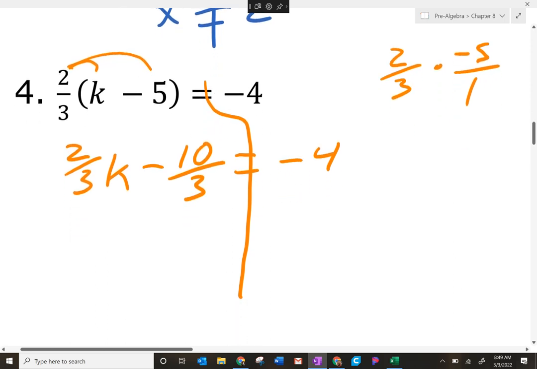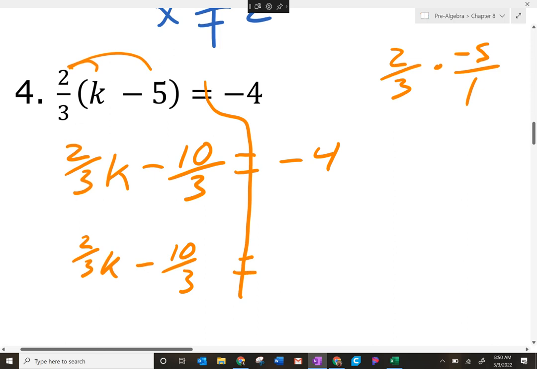Okay. I'm going to change this one into a number that's over 3. So that way I can add and subtract real easy. Again, for all you people that don't have the fancy calculators, these are the steps that you would do so that way you don't have to rely on that fraction button. So nothing on the left-hand side is going to change right now. I've got 2/3 k minus 10/3.